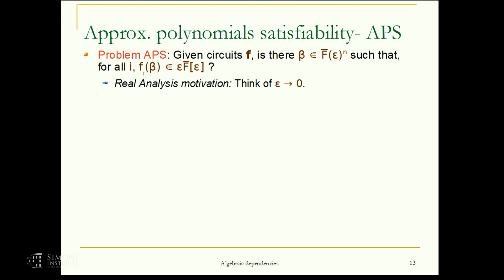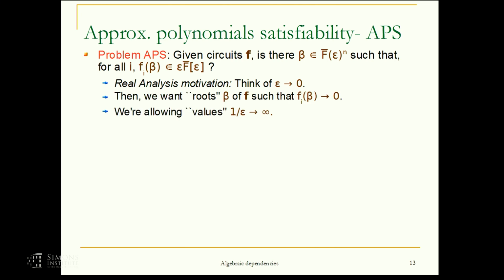So you should think of epsilon as tending to 0, and in that case when you evaluate f_i at beta, it becomes arbitrarily small, while beta may become arbitrarily large, because beta may have 1 over epsilon. So basically the betas may extend to infinity, but f_i at beta may tend to 0.